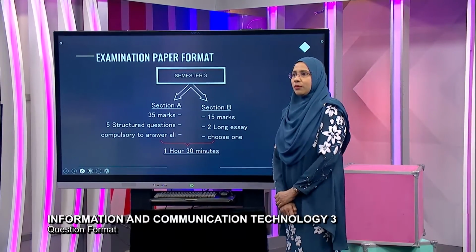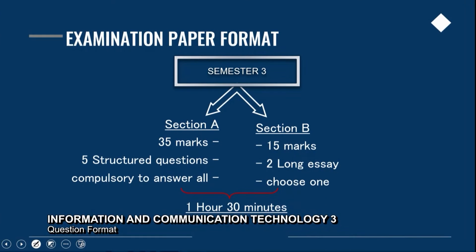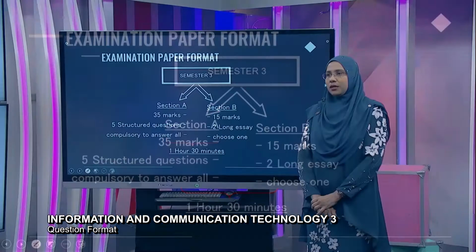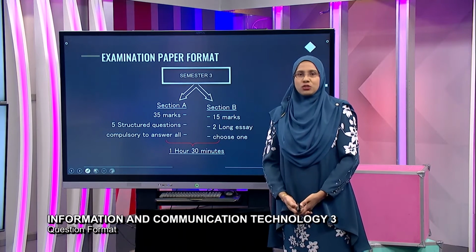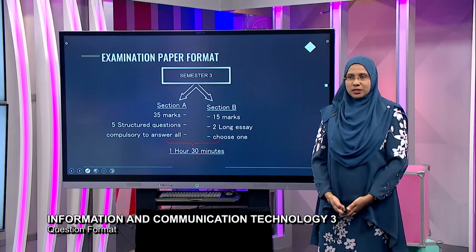As you all know, we have two sections in this paper, section A and section B. In section A, the marks allocated are 35 marks and students must answer all 5 structured questions. It's compulsory and you must answer all. For section B, the marks allocated are 15 marks and there are 2 long essay questions, and you have to choose only one. So you have to make a wise choice before you answer the question.